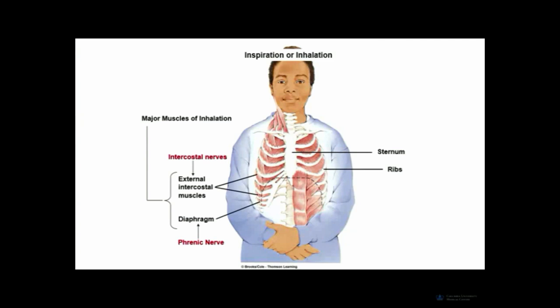So external intercostal muscles and the diaphragm are critical for inhalation, particularly restful inhalation. The diaphragm, when it contracts, actually becomes slightly more flat or less curved and increases the vertical dimension of the thoracic cavity.